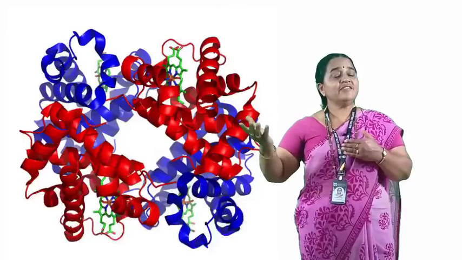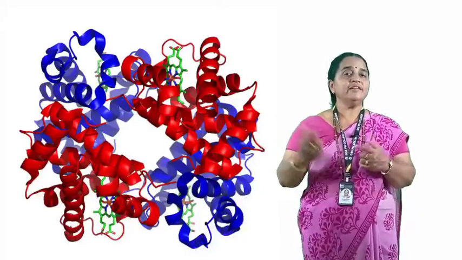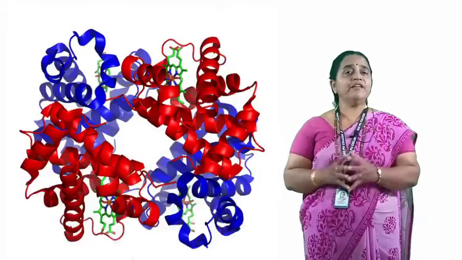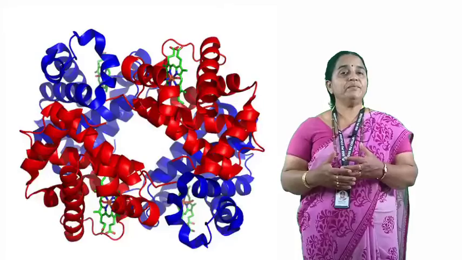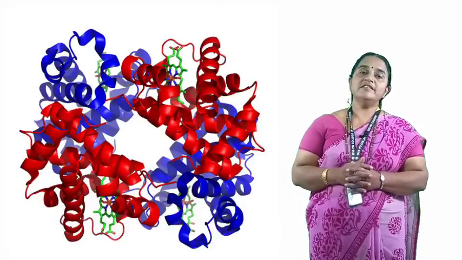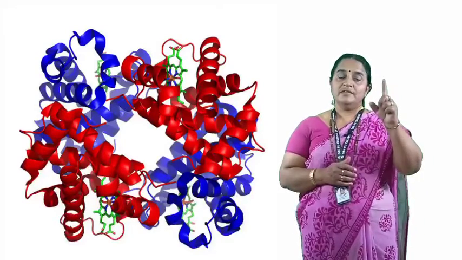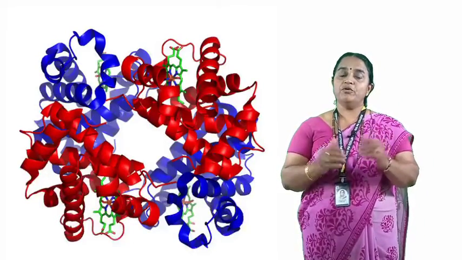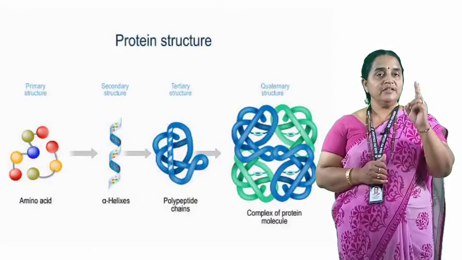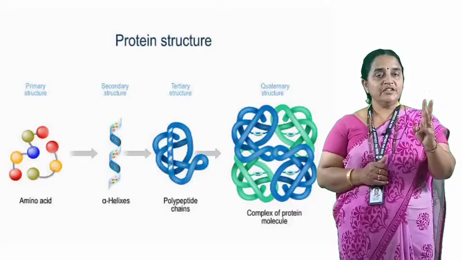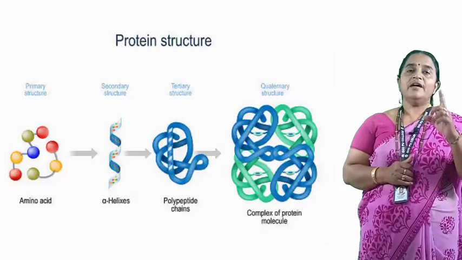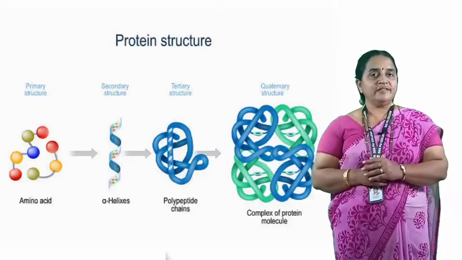Again, if the length is extending, it shows several foldings, then it becomes tertiary structure. And the more complex form, where multiple polypeptides form a network-like structure, is called quaternary structure of the protein. This is a very important part of protein. Proteins are in the form of primary structure, secondary structure, tertiary structure, and quaternary structure. Proteins are always made up of amino acids.